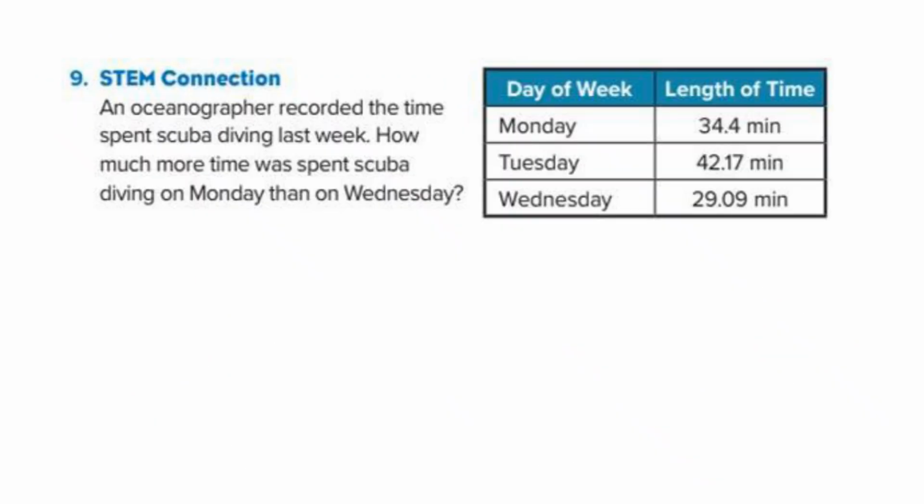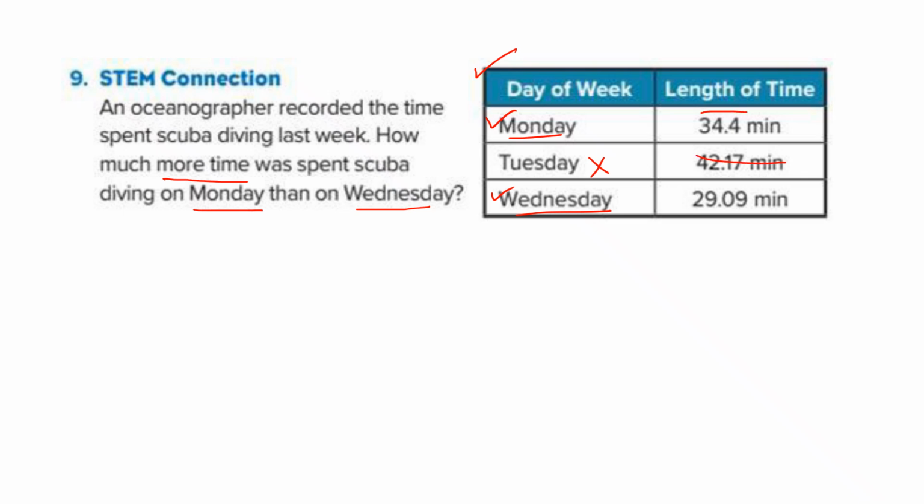Now let's do an important STEM question. Sometimes they give you a table. You need to use the table to answer the question. So let's read what the question is asking. An oceanographer recorded the time spent scuba diving last week. How much more time was spent on scuba diving on Monday than Wednesday? So that means we use Monday and Wednesday, these 2 days only. We don't use Tuesday. No need for using this.